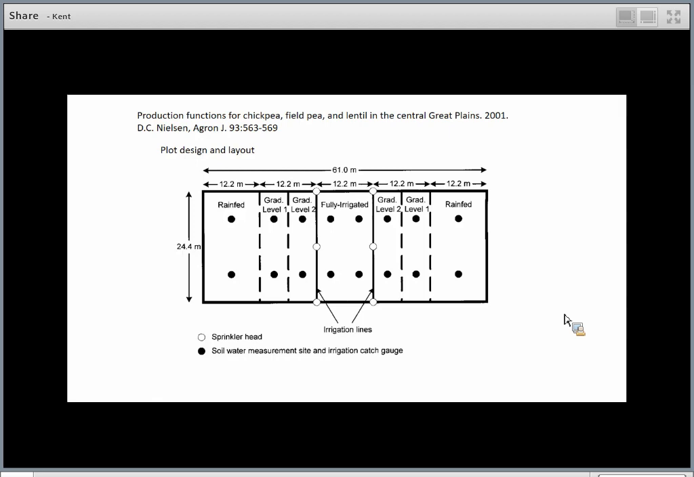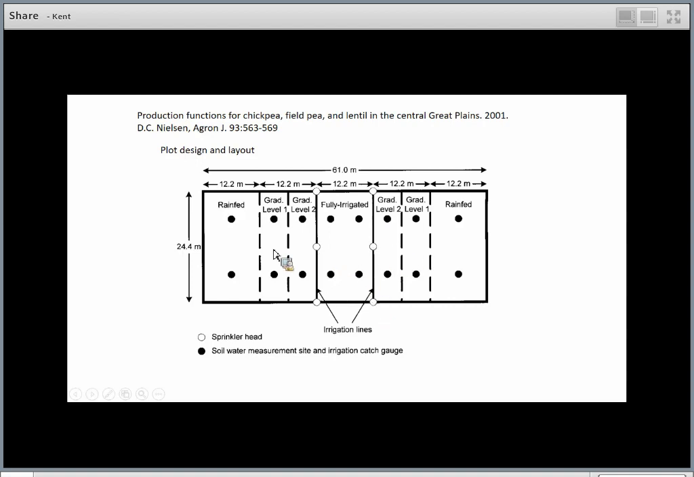Now we'll use that equation here in a moment. So this is a study done at Akron, Colorado on peas, chickpeas, and lentils. These white circles are risers for the irrigation system. So everything grown between these white dots is getting 2 sprinklers. So they get a fully irrigated plot.